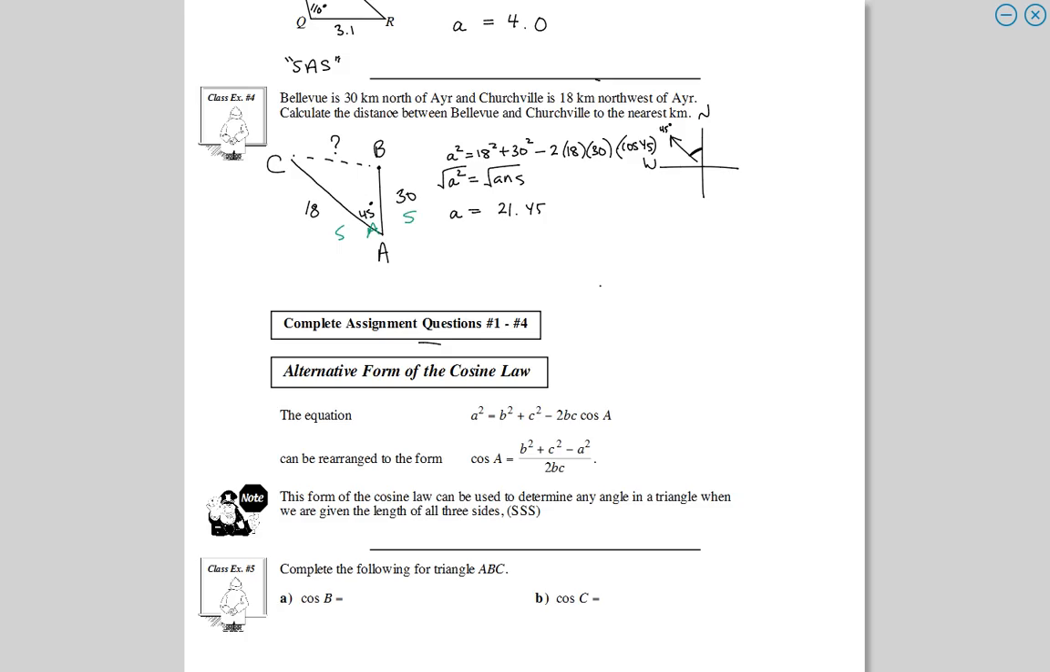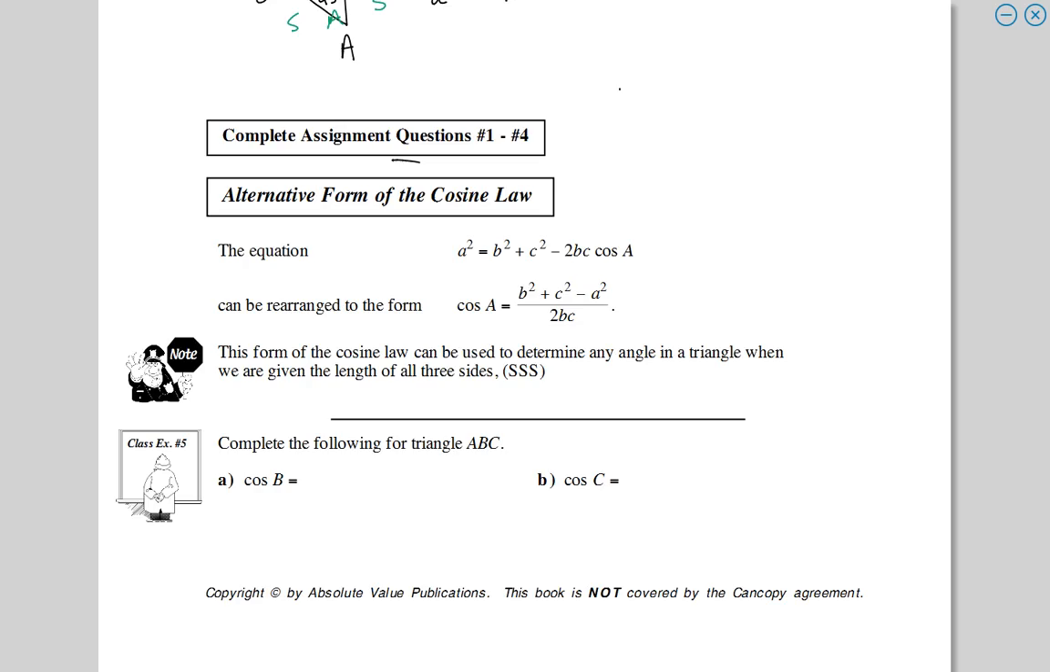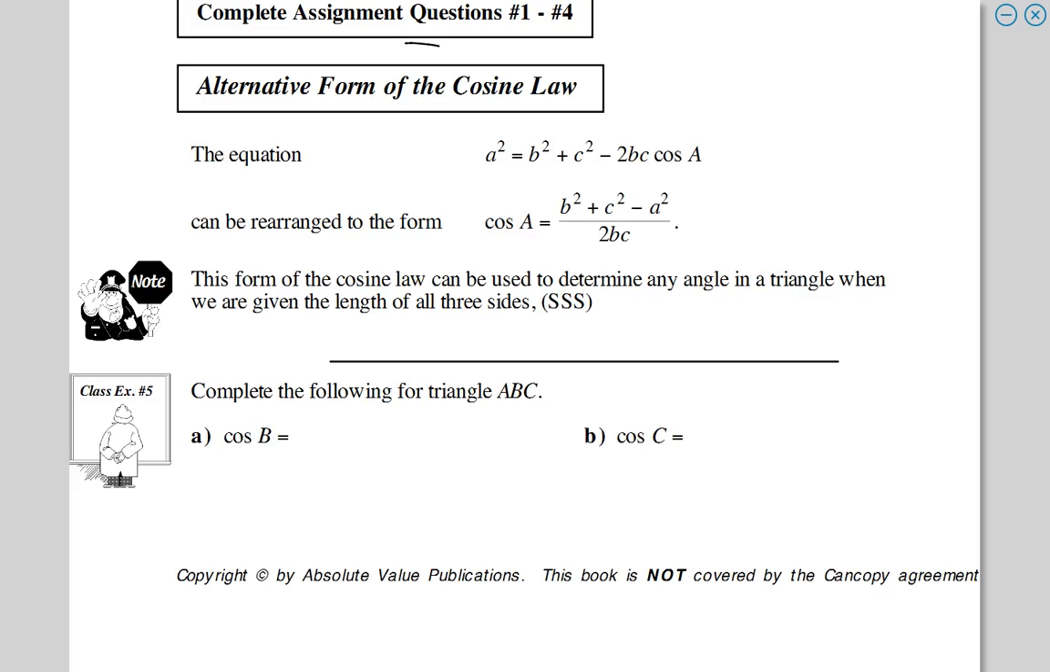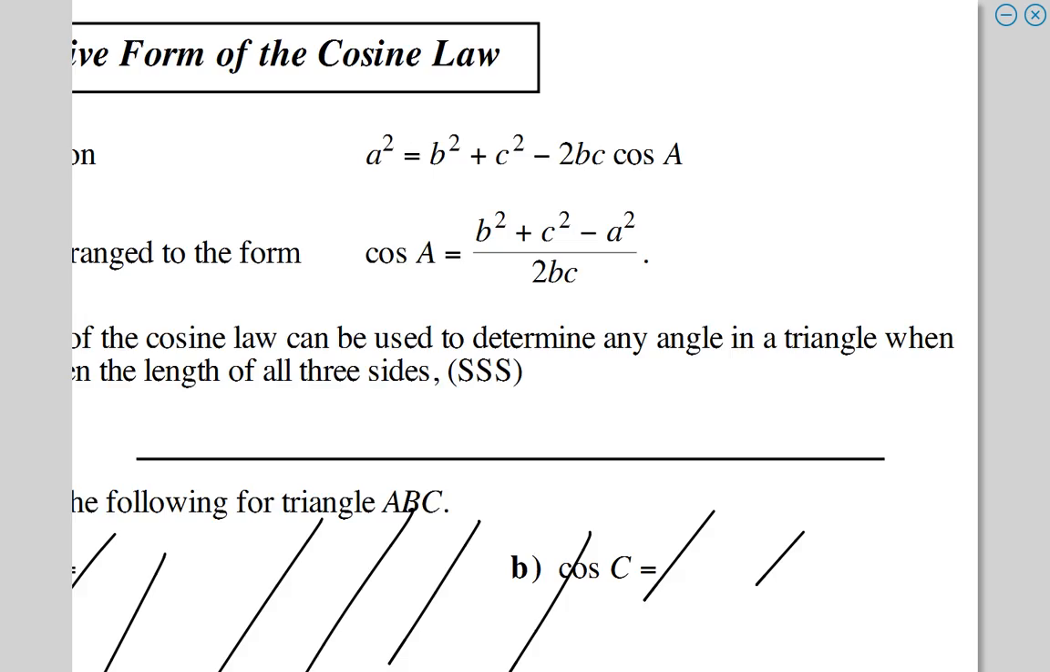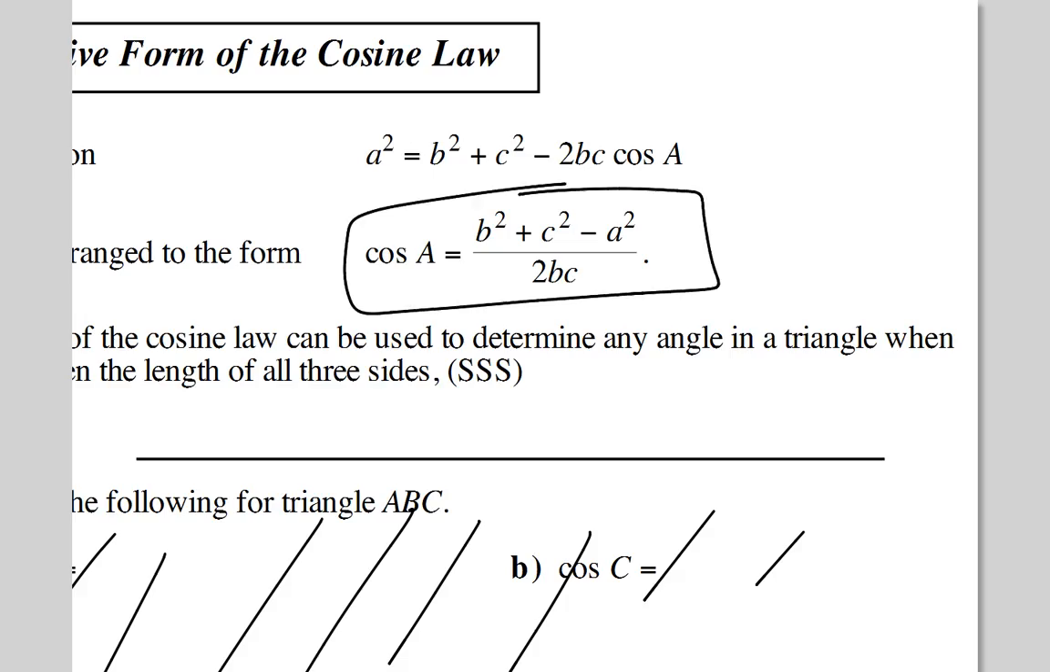You guys okay with cosine law? Okay, now I'm not going to worry too much about this. You just want to focus here on this alternative form. To get this alternative form, you just have to isolate for cosine A.